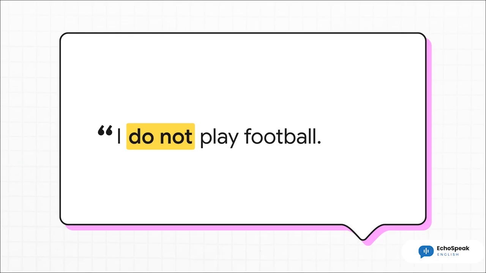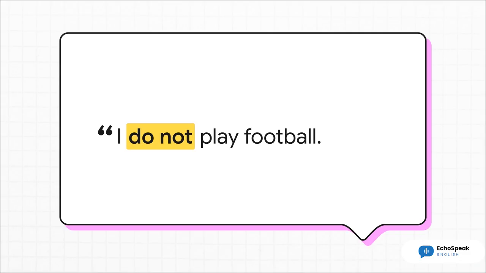Okay, let me try making one myself. I football play. You're so close. The idea is totally right, but in English, word order is super, super important. We would say, I play football. Subject, then verb, then object. Got it. I play football. Okay, so how would I make that negative? Would it be I not play football?